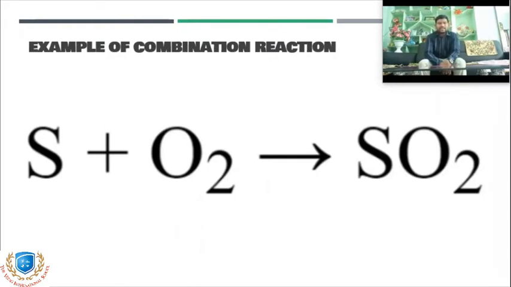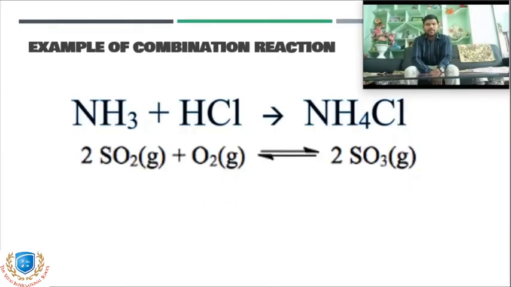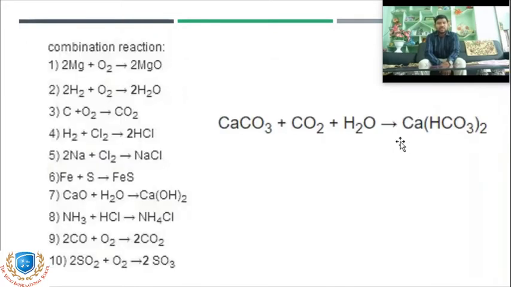In a similar way, some other examples. Ammonia combines with chlorine to form ammonium chloride, a chemical combination reaction. Sulfur dioxide gas reacts with excess oxygen to form sulfur trioxide, also a chemical combination reaction. Another example: three reactants react together to form one single compound, calcium hydroxide plus carbon dioxide plus calcium carbonate together to form calcium bicarbonate.